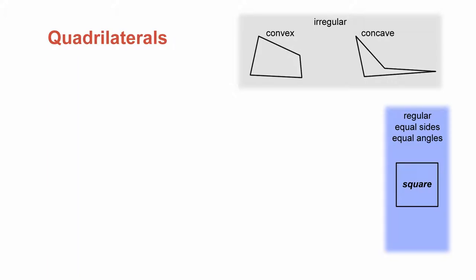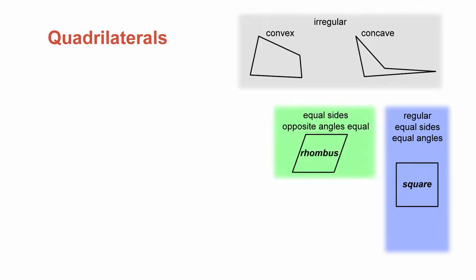Let's consider that carefully. A square, a regular quadrilateral, has four equal sides and four equal angles. What would happen if we relaxed only one of these conditions at a time? A quadrilateral with four equal sides is called a rhombus. Notice that each angle is the same size as the angle on the opposite side. Opposite angles in a rhombus are equal. A square is a special kind of rhombus where the four angles are all equal at 90 degrees.